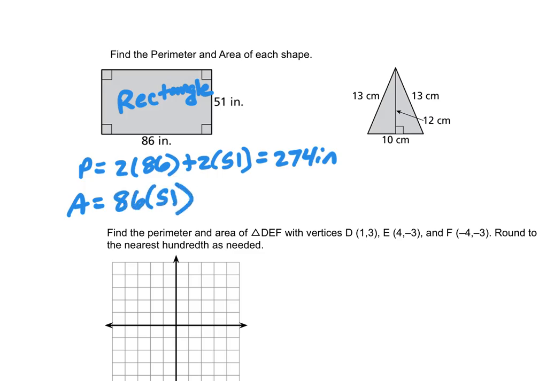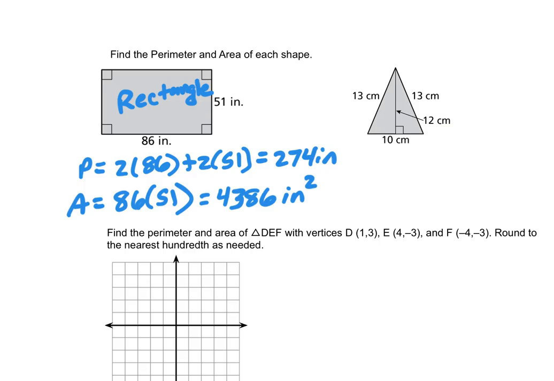So it would just be 86 times 51. So we get, okay. Now the label here, labels are going to be something we're going to have to pay attention to. Because we're talking about area here, it's always square units. So any type of area is always square units. We're talking about how many square units are on the inside of this rectangle, that gray area on the inside.